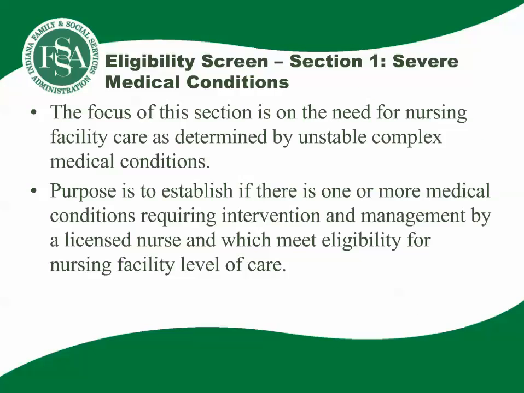So in the eligibility screen document, section 1, or sometimes referred to as page 1, is where we identify severe medical conditions. The focus of this section is on the need for nursing facility level of care as determined by unstable, complex medical conditions. The purpose of the items listed in this section is to establish if there are one or more medical conditions that require the intervention and management of a licensed nurse, which would then meet the eligibility criteria for nursing facility level of care.